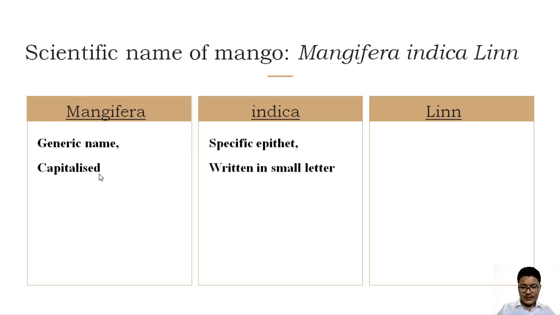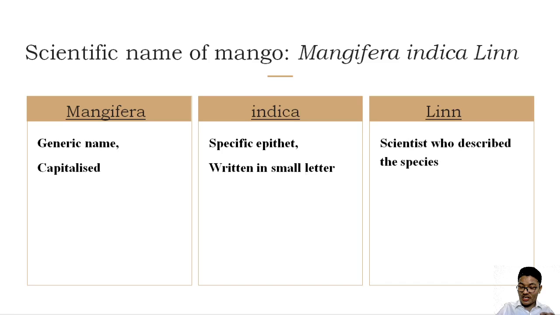Indica here refers to the specific name of the species of mango. We have different species of mango, right? So the epithet here refers to the description of the species, and usually the specific name, or species name, is written in small letters, and Linn is the scientist who discovered the species.